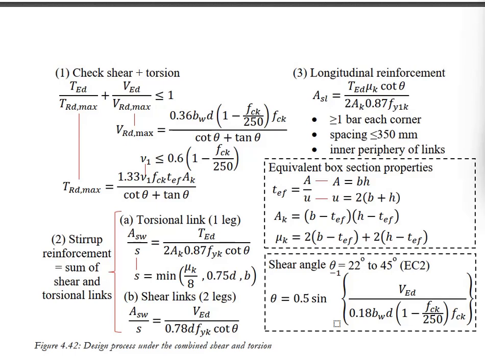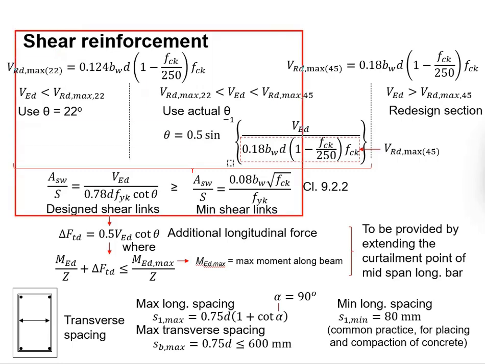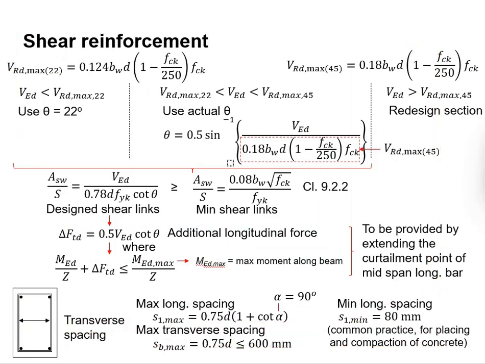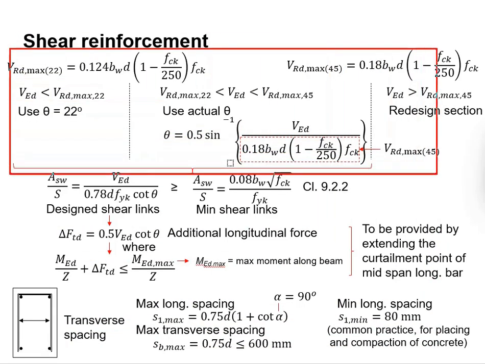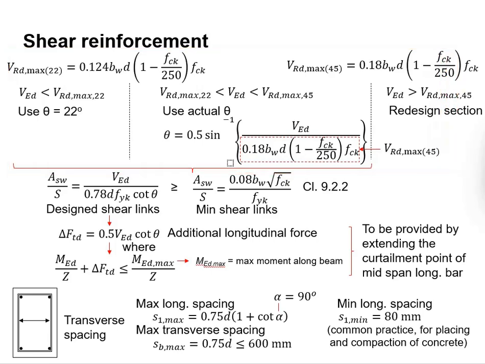Now, if you could recall the design process for the shear reinforcement, there is a process for you to determine the angle of the compressive strut. You will test the angle by comparing against the maximum shear resistance at 22 degrees and the maximum shear resistance at 45 degrees. If it is more than 45 degrees, you need to redesign the section. If it is less than 22 degrees, you will assume 22 degrees.